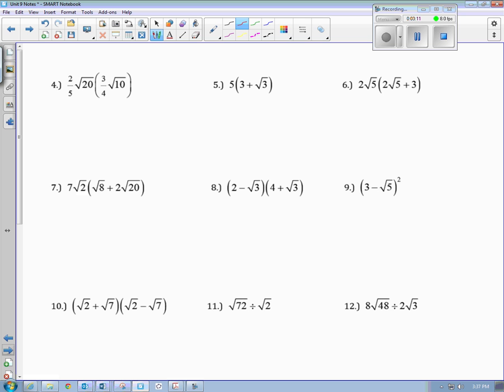So we're going to turn the page, go on to the next one. I'm going to pick and choose the ones that I'm going to do here. I'm not going to do all of them. If you take a look at question number 4, I'm going to do that one just because it has those fractions in there, and I know that bothers some of you.